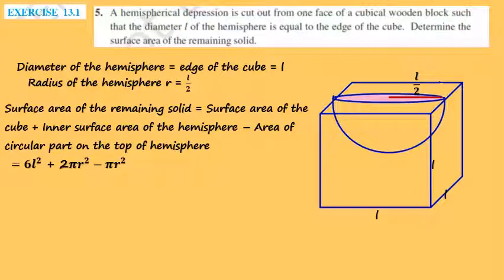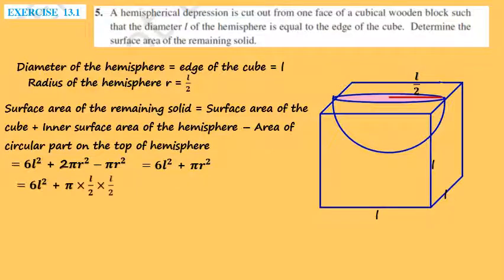It is somewhat similar to the previous question, but in the previous question, the hemisphere was surmounted. It was put up top. Here it is carved inside the cube. So that top circular part has to be removed. So just apply the formula here. We cannot take anything common.